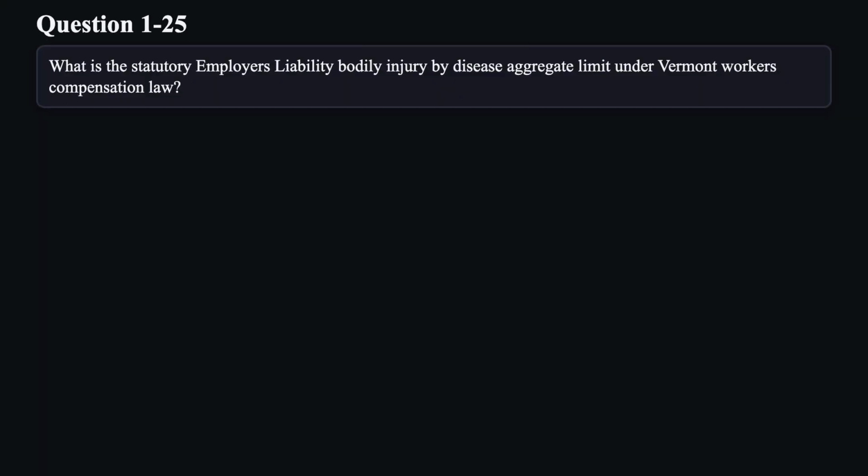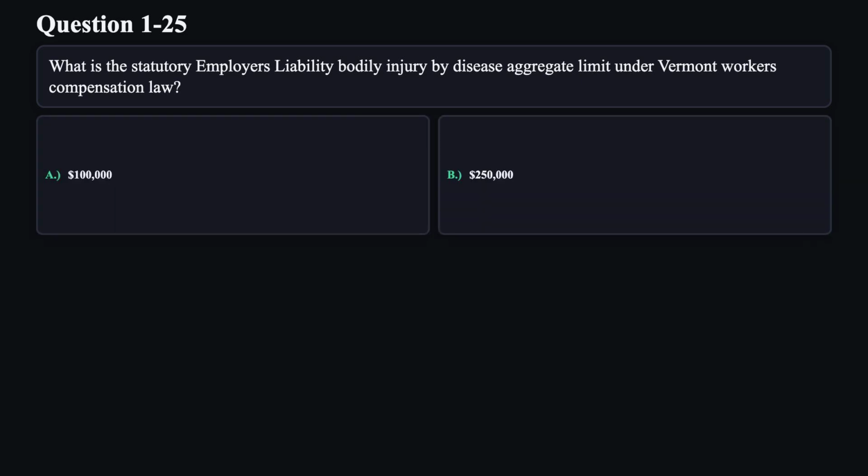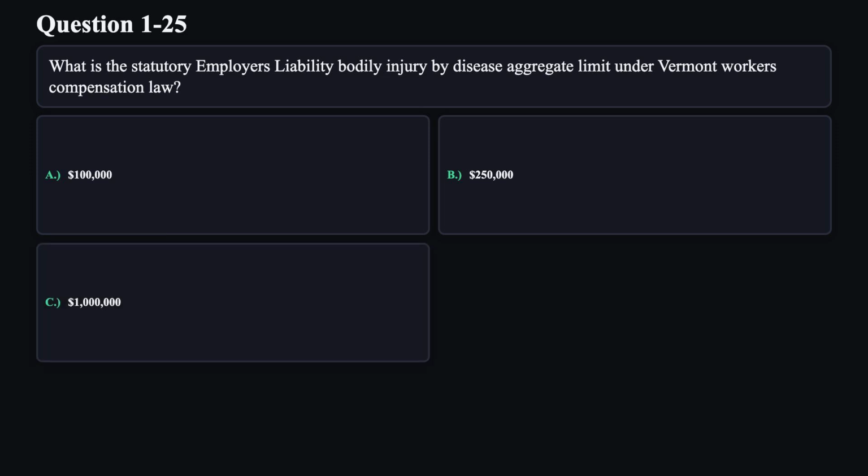Question 25. What is the statutory employer's liability bodily injury by disease aggregate limit under Vermont workers' compensation law? A. $100,000. B. $250,000. C. $1 million. D. $500,000.